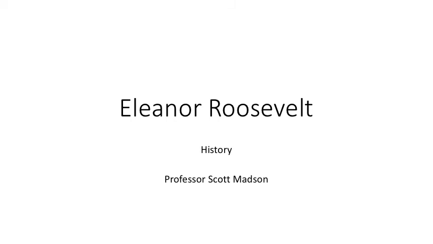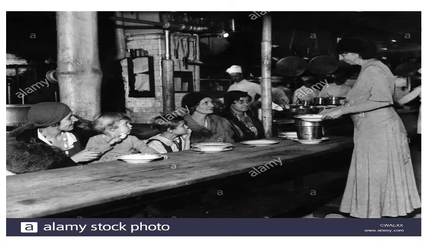This identification is Eleanor Roosevelt, born 1884, died 1962. Eleanor Roosevelt was married to Franklin D. Roosevelt during the Great Depression and World War II. So she was First Lady in World War II and the Great Depression through two major events.